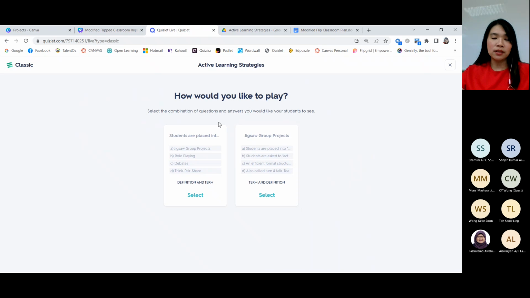You can choose whether you want the student to see the definition first and choose the answer, like the first one on the left-hand side, or on the right-hand side, where they see the name of the active learning strategy and then choose the correct definition. I think that is more challenging because the answers are quite long and they have to read to match. So let's try the first one, which is the easier one.